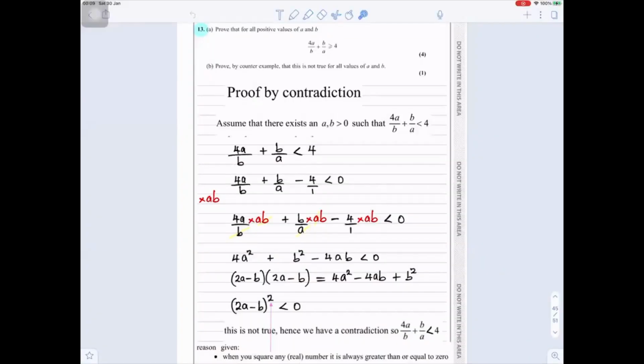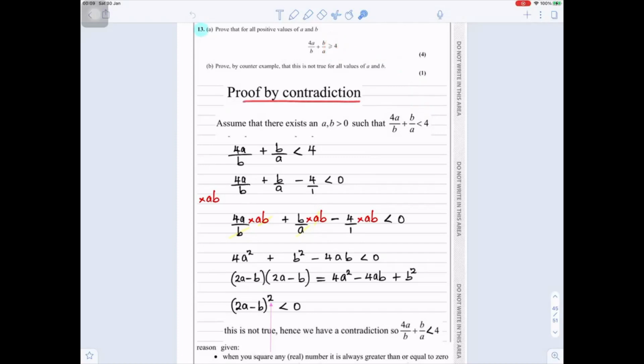Question number 13. Prove that for all positive values of a and b, 4a over b plus b over a is greater than or equal to 4. So we're going to use proof by contradiction. It says greater than or equal to 4. So a contradiction would be something less than 4.